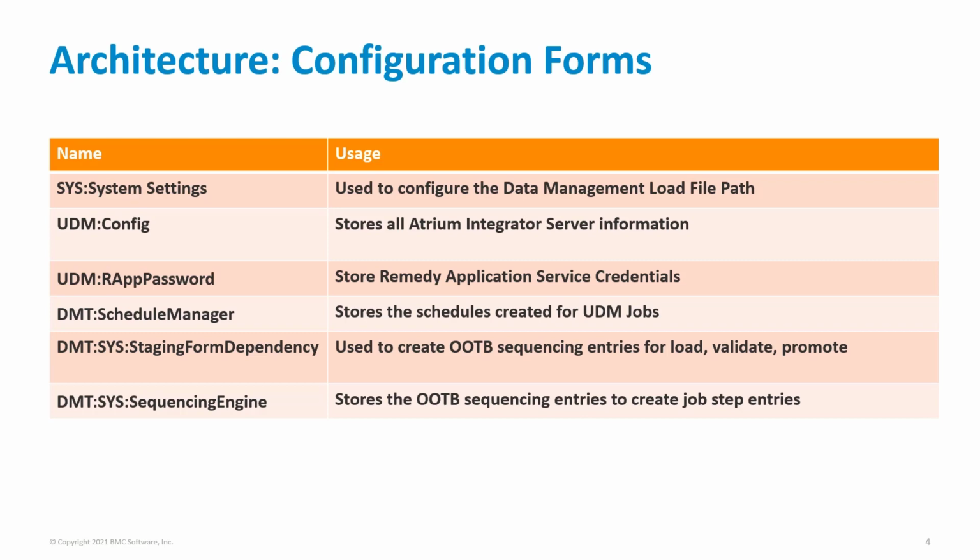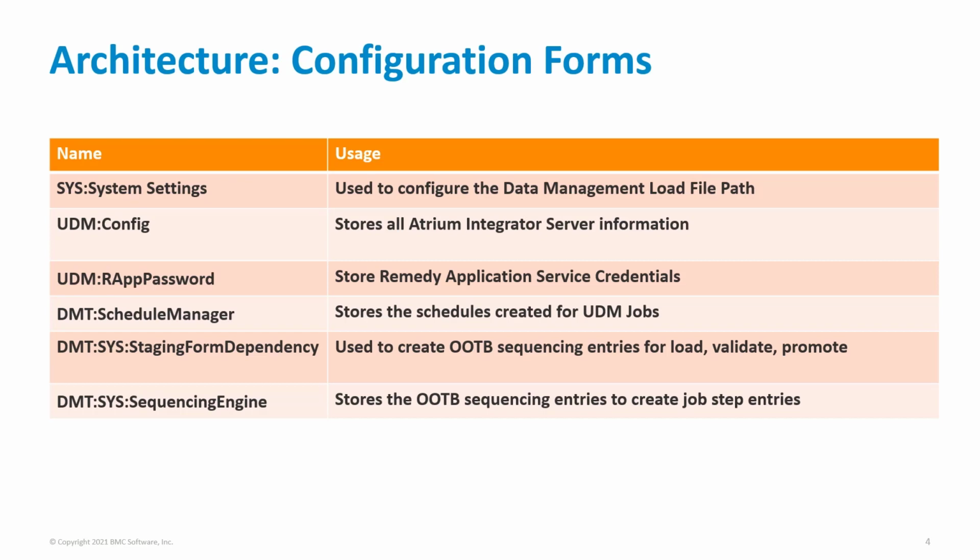Sys:/system settings. This form is used to configure the data management load file path utilized by UDM process during the job run. For each job which uses the file to load data, there is a directory created at the server at the configured location on this form. The directory is named as job ID of the job which is created. This directory stores the file which is uploaded via the UDM job onto the server. The directory creation is successful or not can be tested via a button present on this form.